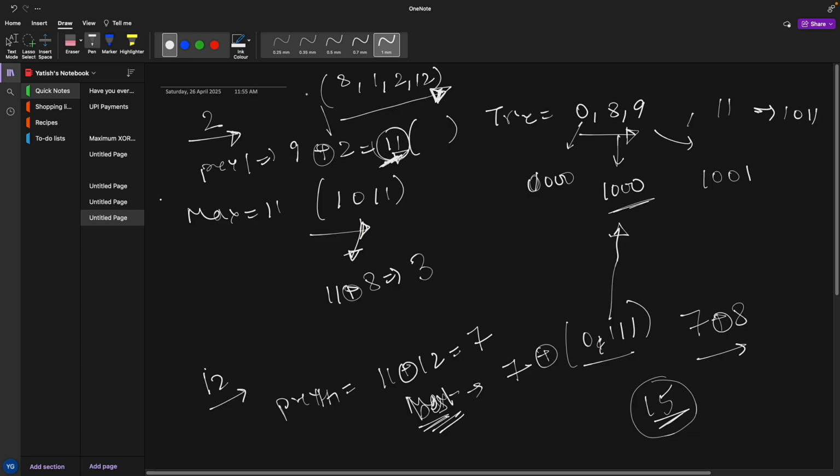So this is how our trie approach would look like. We keep finding the prefix all the time, and from that prefix we find the best possible matching number we could make the XOR with, and then insert that prefix and finalize the maximum XOR that we have found till now.